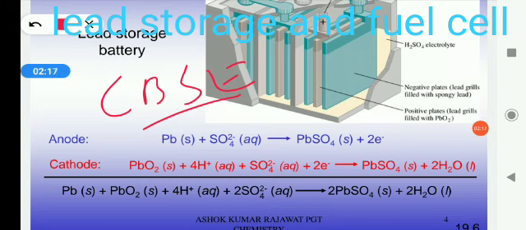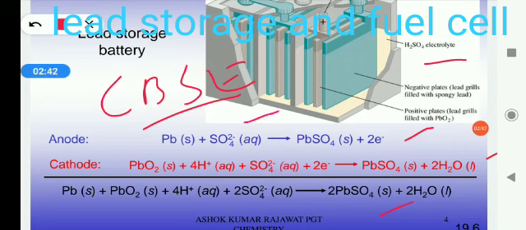So you must learn these two reactions given here, and this overall cell reaction also. At the anode, Pb will react with sulfate to give PbSO4, and 2 electrons are released. At the cathode, PbO2 is present, and H2SO4 is taken as electrolyte. Out of H2SO4 we will get SO4 2- and H+.